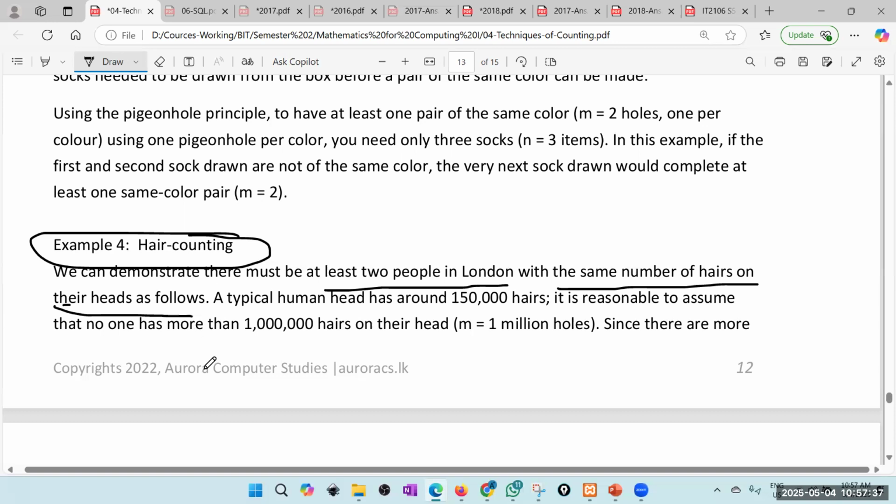So a typical human's head has around 150,000 hairs.